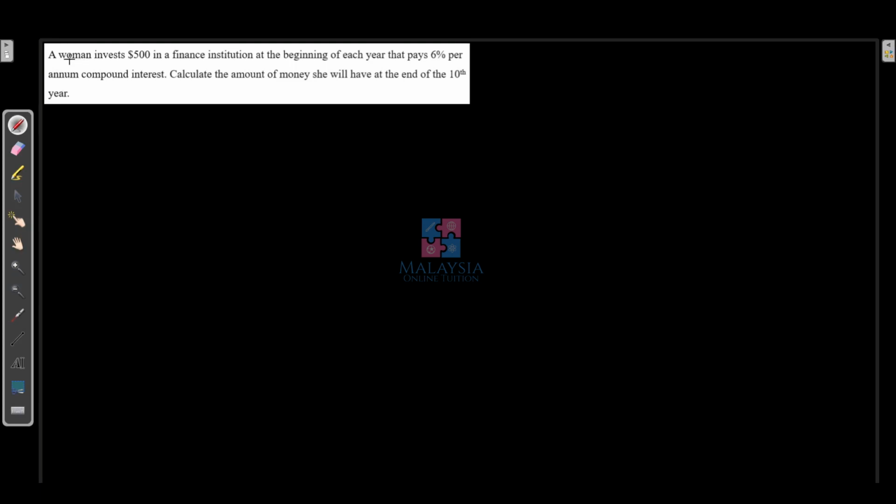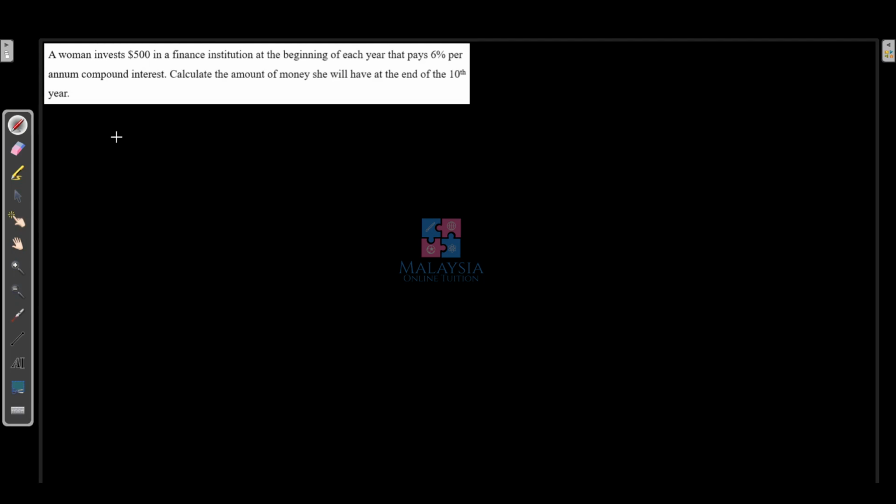Next, for question number 2, a woman invests $500 in a finance institution at the beginning of each year that pays 6% per annum compound interest. Calculate the amount of money she will have at the end of the 10th year. So for this question, what we need to do first is not to straight away say this is geometric progression and so on. You have to understand that the woman put $500 at the beginning of each year, and she will also earn compound interest for the $500, for example, from the first year that she put inside the finance institution. Okay, so what am I trying to say here is like this.